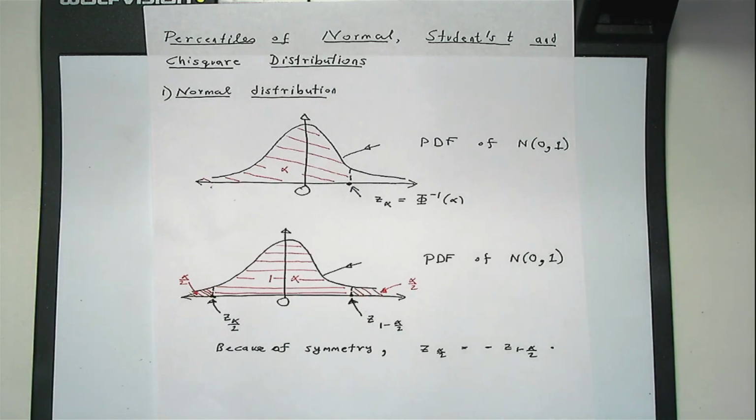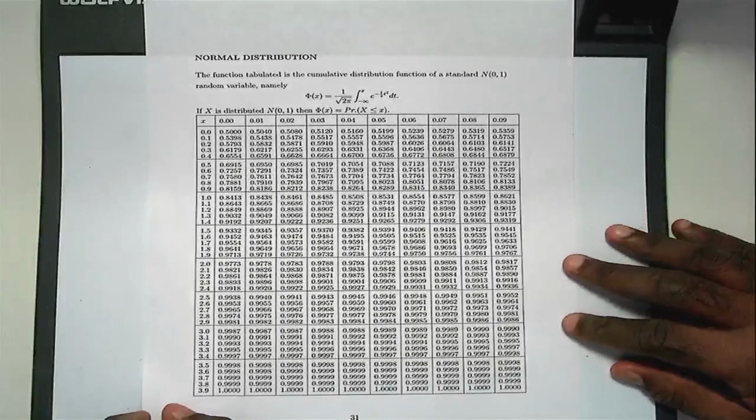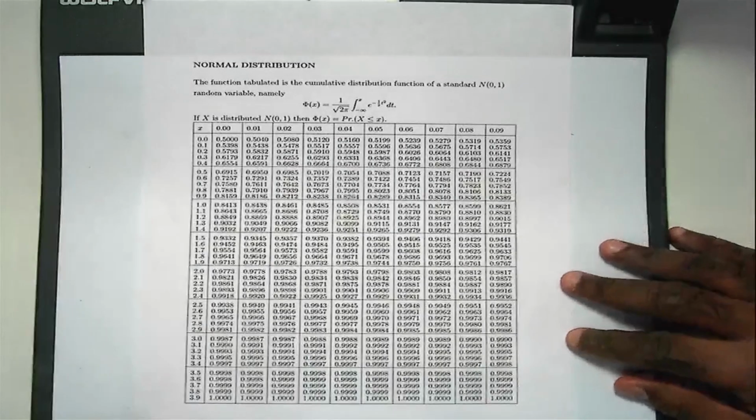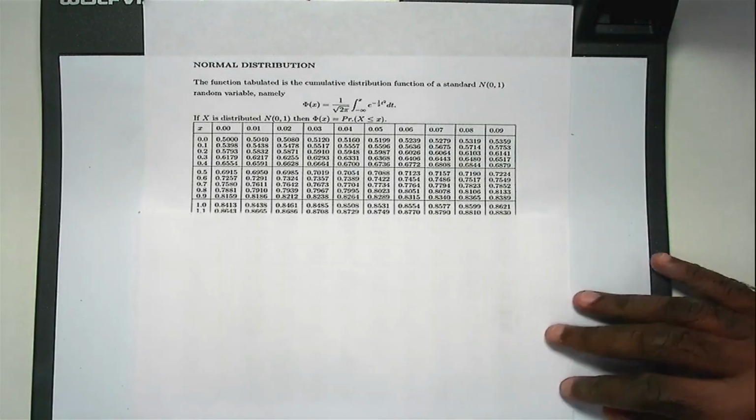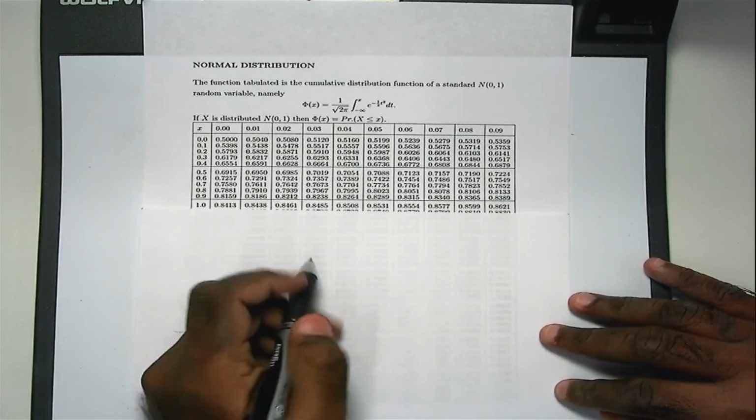All right, now in the next slide, I'm going to show you how to actually read the percentiles of the normal distribution. And for that, you need a table. I think I showed you this table some while ago. This is known as the normal table, right? And you can use this table to read what I just described, right? So let me give you some examples.